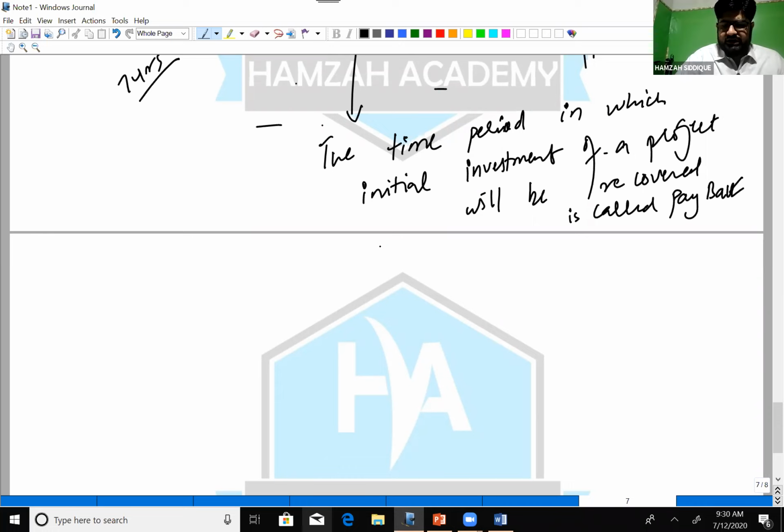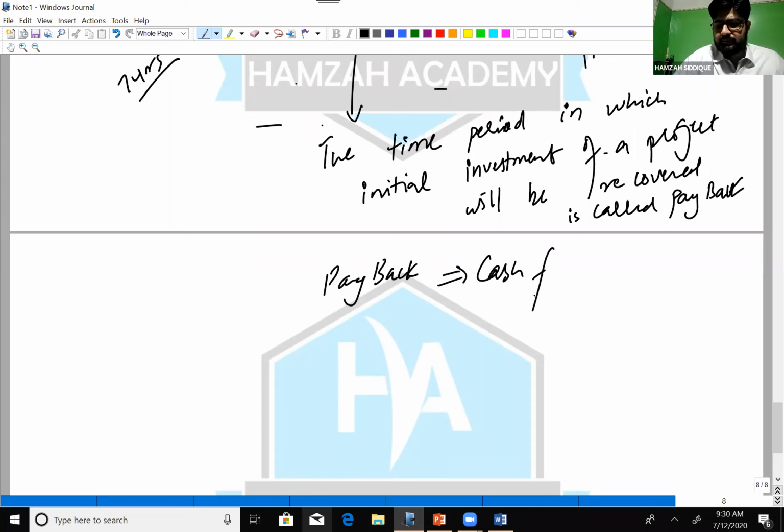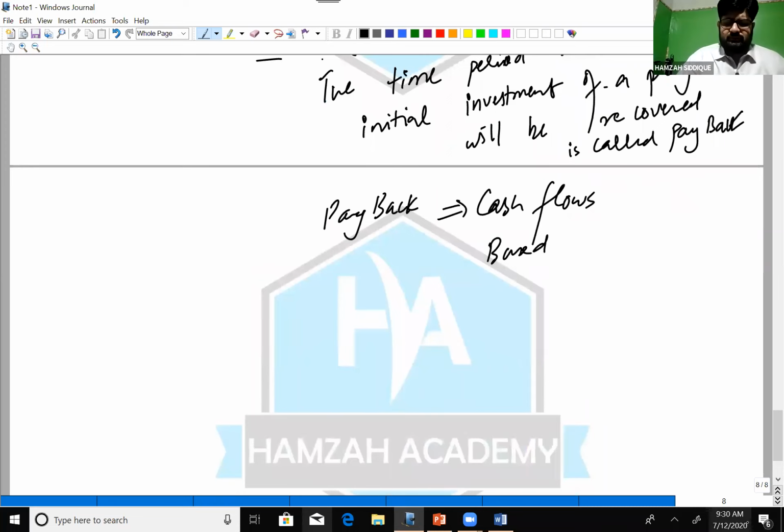It is calculated. Payback is a cash flow based technique. Only ARR is profit based. All other techniques are cash flow based. Now, what is the difference between cash flow and profit? I will talk about it after some time. After this payback, I'll discuss payback first, and then I'll come back to the difference between profit and cash flow.